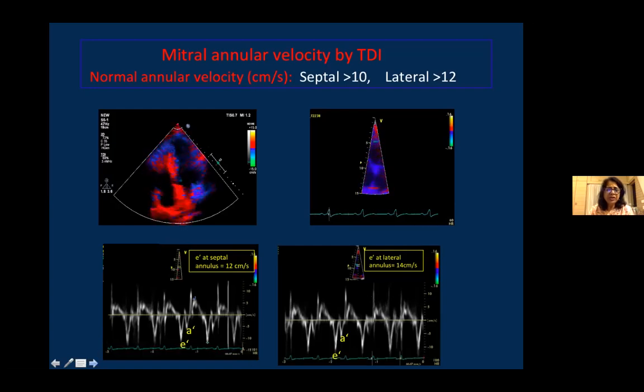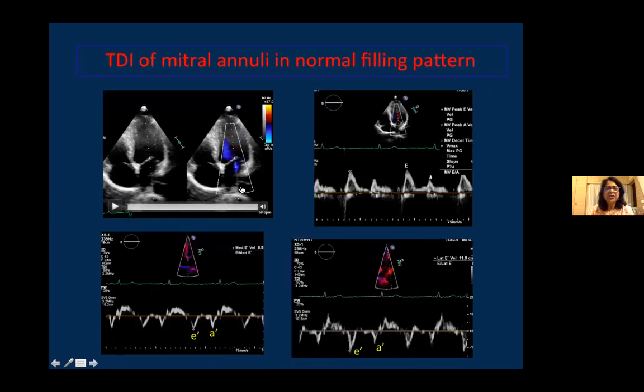So let us see what happened to those two patients, one normal pattern and one pseudo-normal pattern. Here is the normal patient who came for a heart checkup. E wave was more than A wave, and I do the tissue Doppler imaging of the septal annulus. I get E prime more than A prime. So it is reflected in the tissue Doppler imaging also.